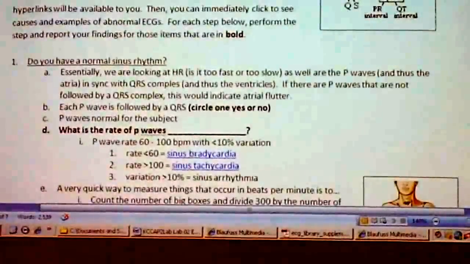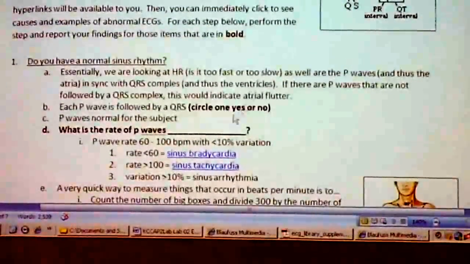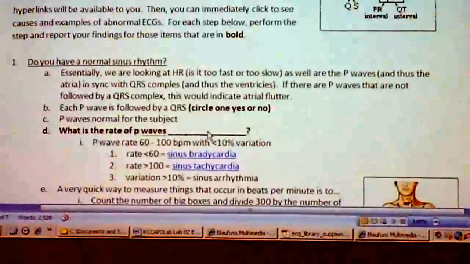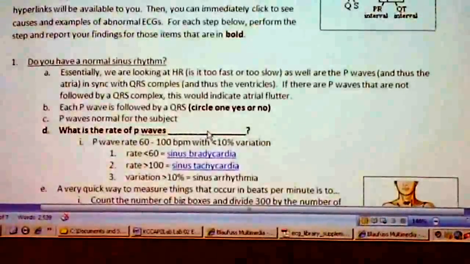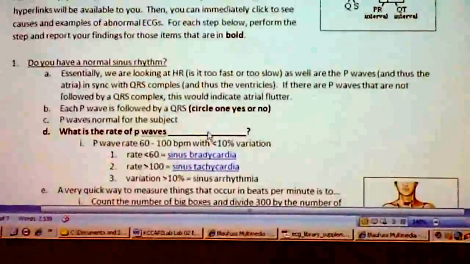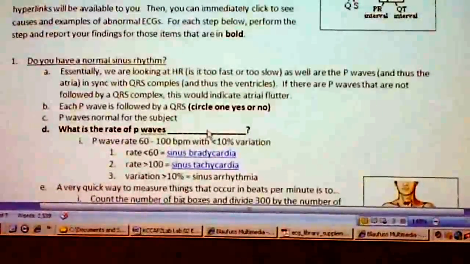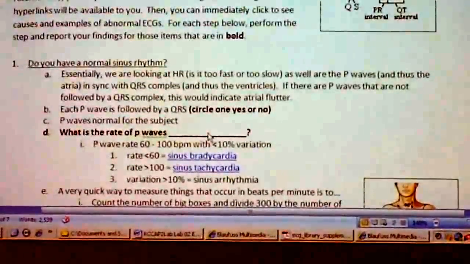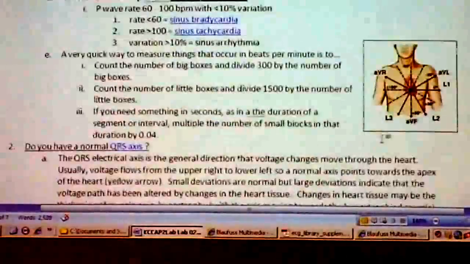Then you'll come back over here and say what is the rate of your R waves, and you put in your heart rate, and hopefully it's between 60 and 100. So that's the easy one. What's your normal sinus rhythm? Everyone have that? So now we're going to start drawing.